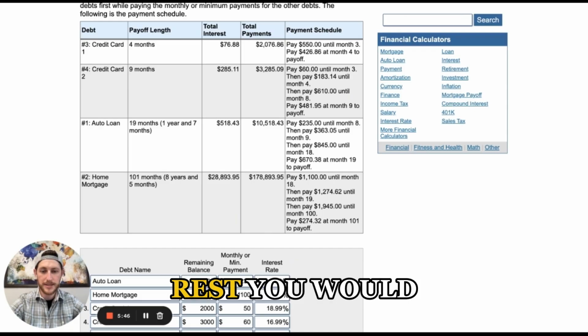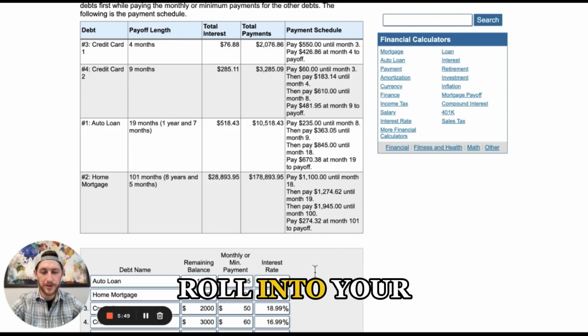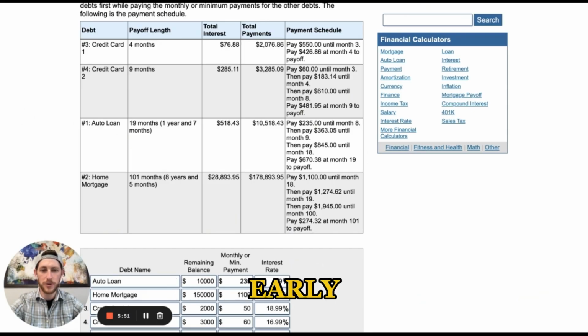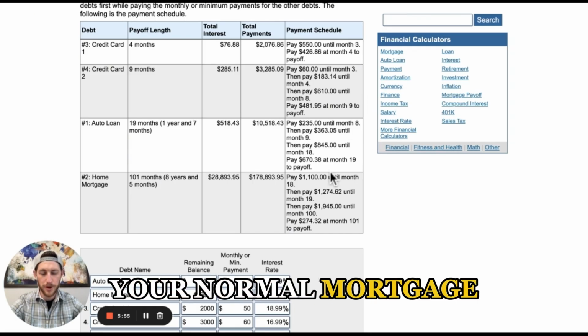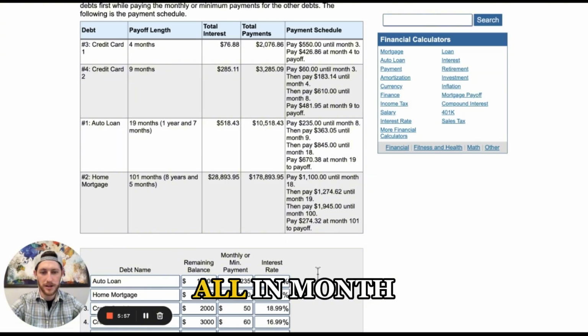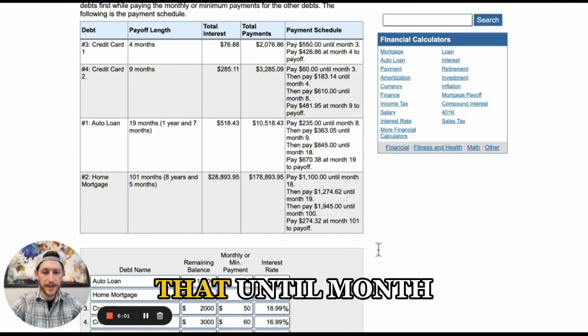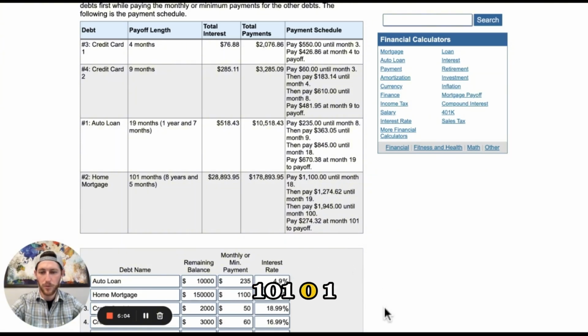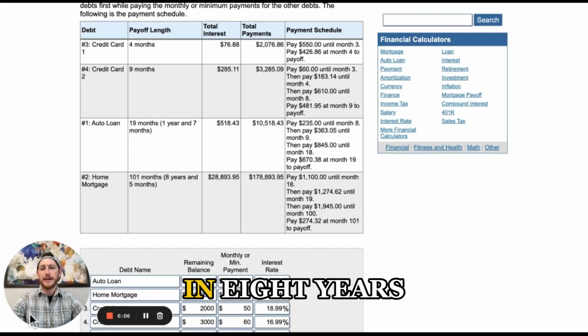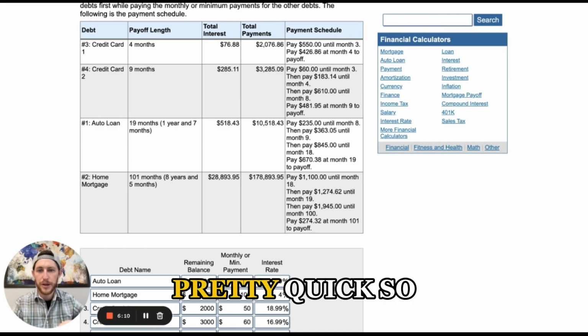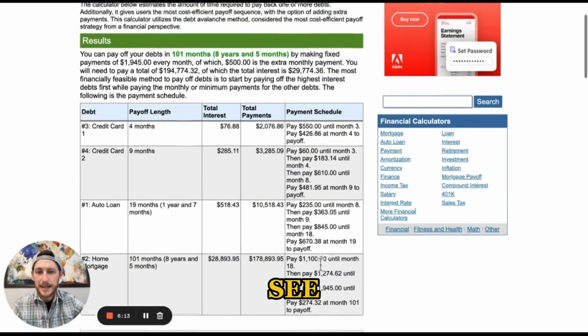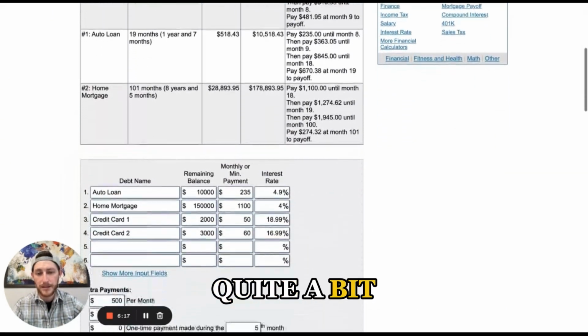debts. And then the rest you would roll into your mortgage if you want to start paying that one off early. So essentially you have $845 plus your normal mortgage payment, and that starts all in month 19. And you do that until month 100 and 101. So that one is paid off in 8 years and 5 months, which is, all things considered, pretty quick. So as you can see, it adds up quite a bit.